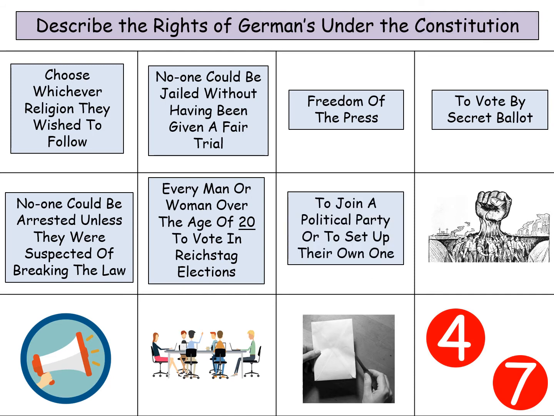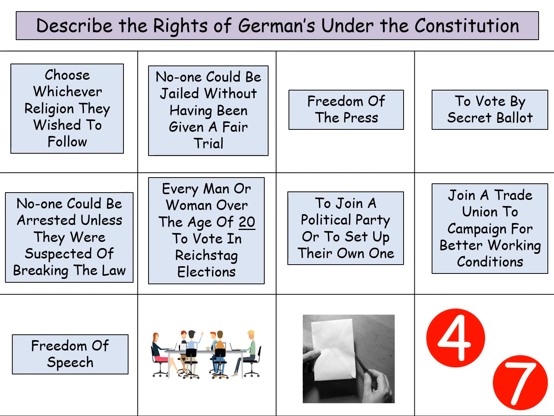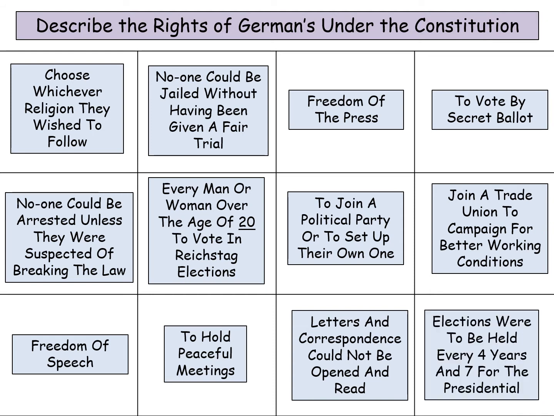They had the right to join a political party or to set up their own political party. No one could stop them doing that. They could join a trade union or campaign for better working conditions, and they were allowed to do that. That was a right they had been given. They were given freedom of speech. They were given the right to hold peaceful meetings. They were given the right to secrecy in terms of their correspondence, so letters and phone calls and things like that could not be listened into or opened and read by anybody. They were allowed to have secrecy when that was concerned.